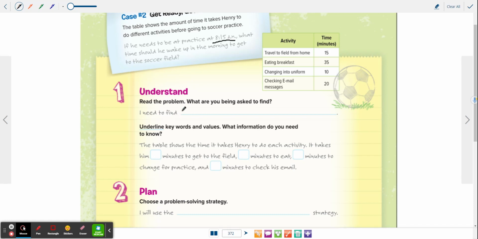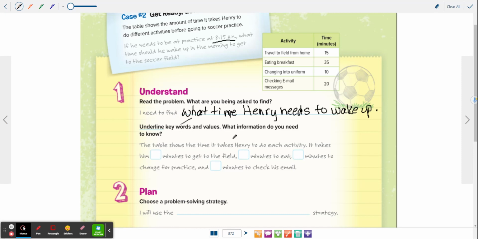So read the problem. What are we being asked to find? We need to find the time that he needs to wake up, right? So I'm just going to put, to find what time Henry needs to wake up.